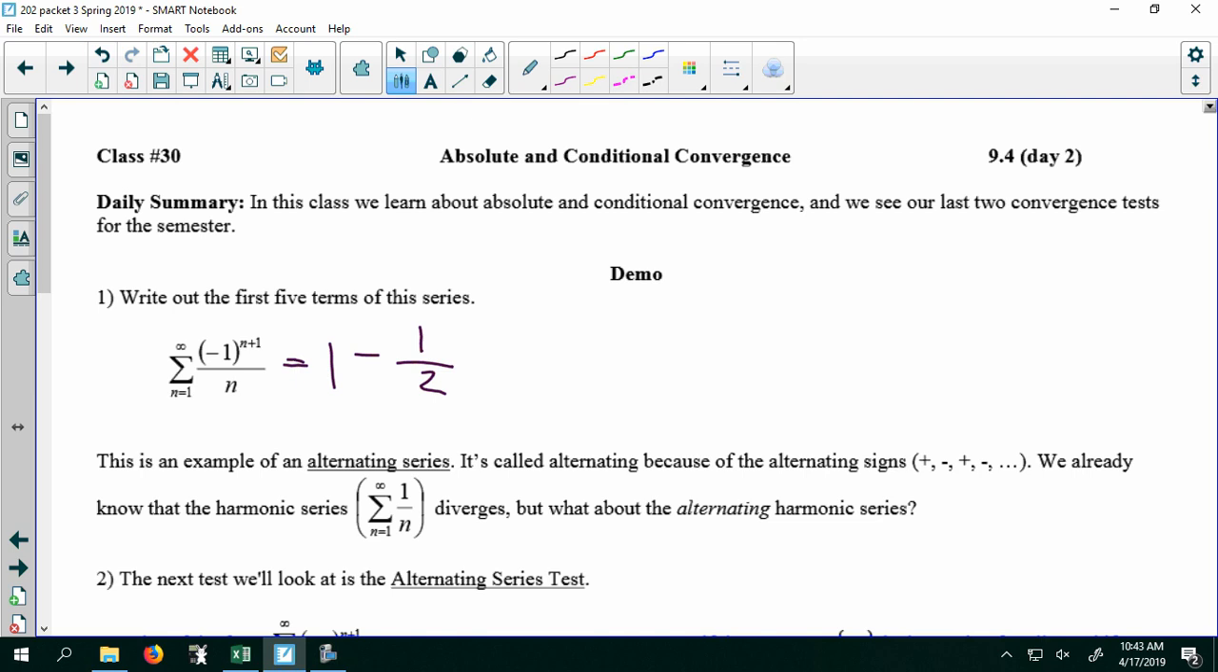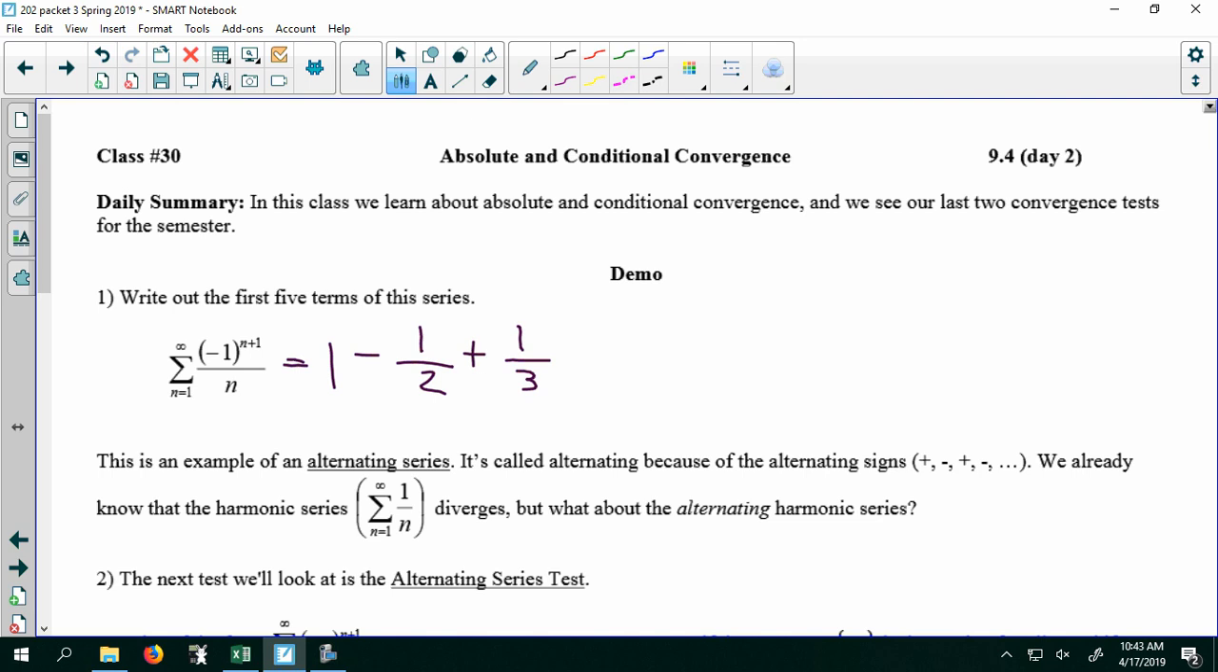All right, now I'm going to plug in n equals 3. So my denominator is going to be a 3. Replace that n with a 3. And my numerator is going to be -1 to the 3 plus 1, which is 4. -1 to the 4th is +1. So we're going to have 1 positive this time.